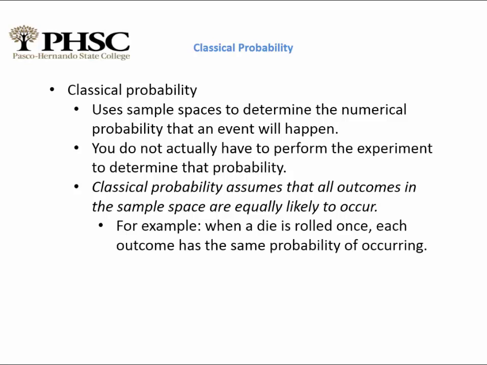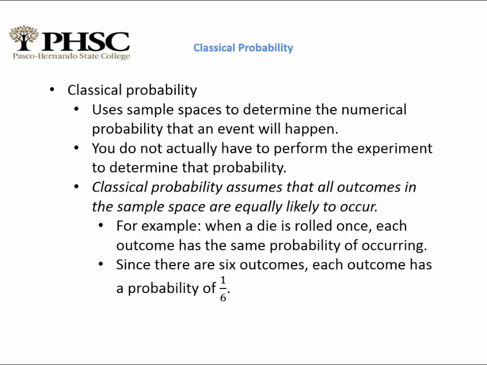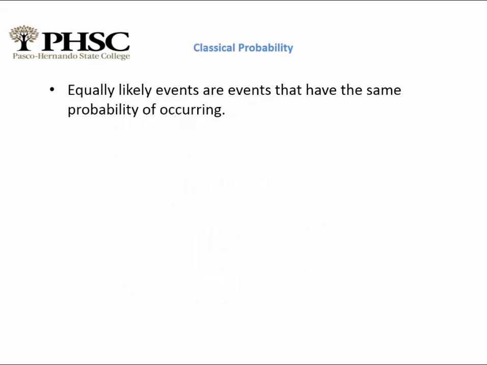So for example, when a die is rolled once, each outcome has the same probability of occurring. Since there are 6 outcomes, each outcome has a probability of 1/6. Now, equally likely events are events that have the same probability of occurring. For example, again, rolling a die. Getting a 1, 2, 3, 4, 5, or 6, the probability of each one is the same for every single outcome. Whenever we talk about these events, we're talking about a fair die or a fair deck of cards, so there's no funny business going on to tweak the probability towards one number over another.